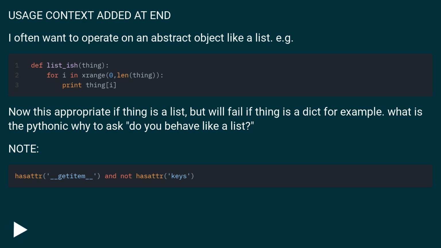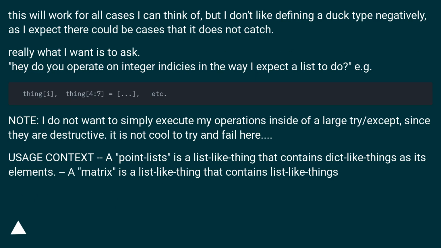Note: this will work for all cases I can think of, but I don't like defining a duck type negatively, as I expect there could be cases that it does not catch. Really what I want is to ask, hey, do you operate on integer indices in the way I expect a list to do? For example.